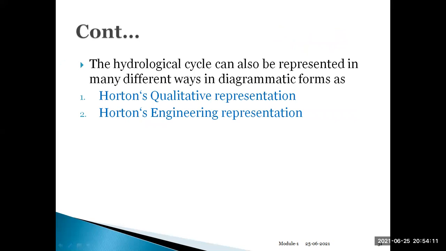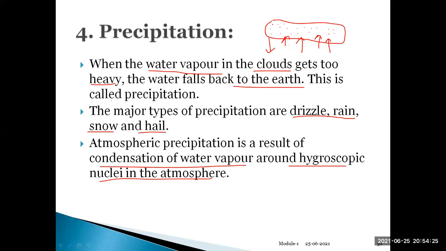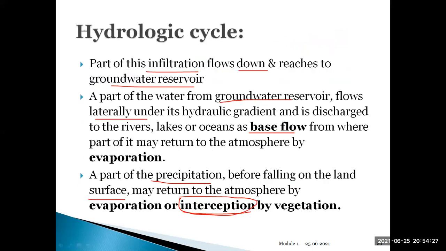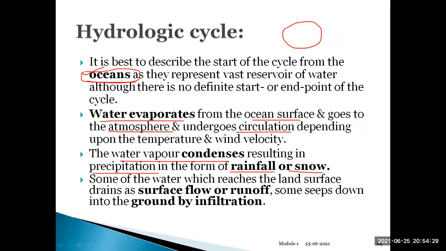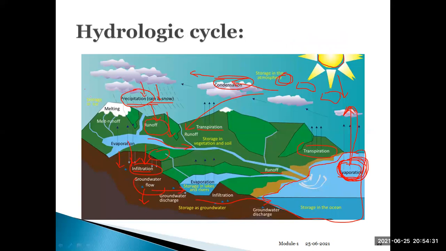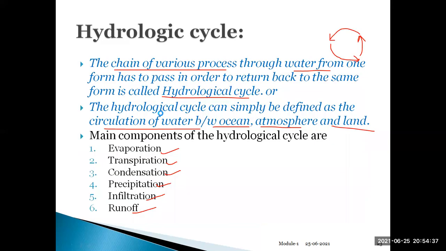And this hydrological cycle can be represented in different ways, in different diagrammatic forms. Majorly we have two representations. The very first representation that I showed is actually a descriptive type of hydrological representation, the descriptive representation of the hydrological cycle.